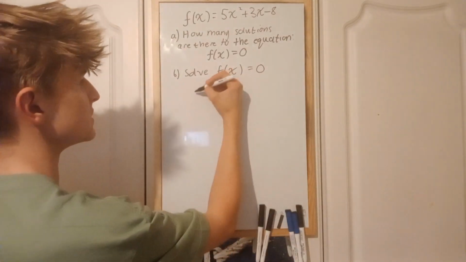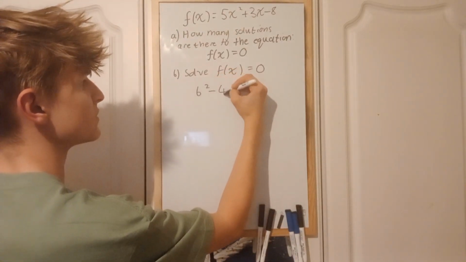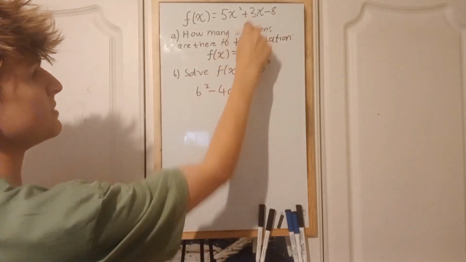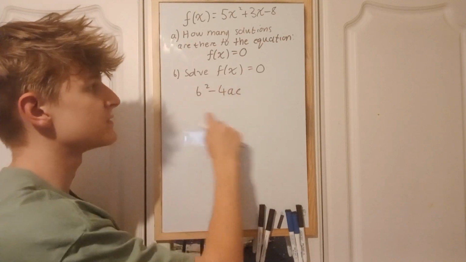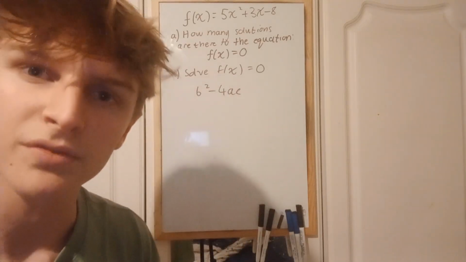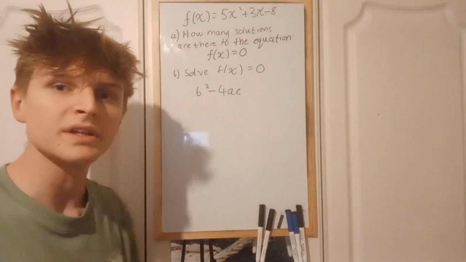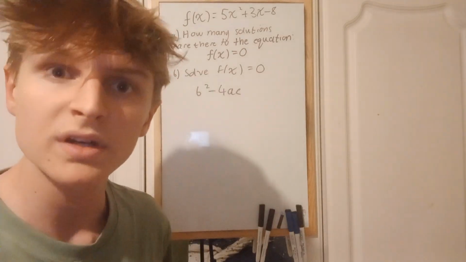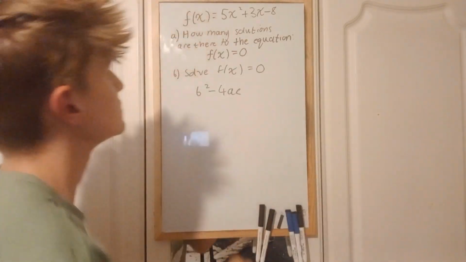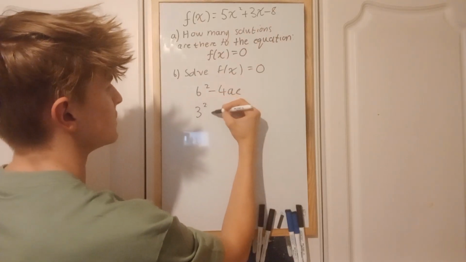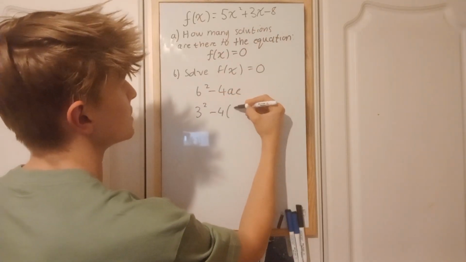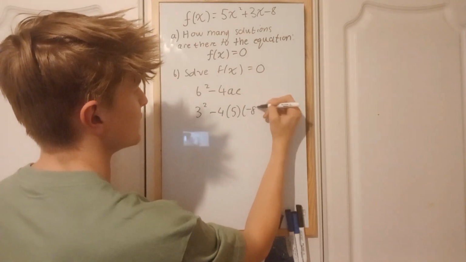Recall, the discriminant is equal to b squared minus 4ac, where this is b, this is a, and this is c. And we can check the value of this number to see exactly how many roots of the quadratic there are. Remembering, if it's positive, there are 2 roots, if it's 0, there's 1, and if it's negative, there are none. So let's chuck this in. So b squared is 3 squared, minus 4 times 5 times negative 8.